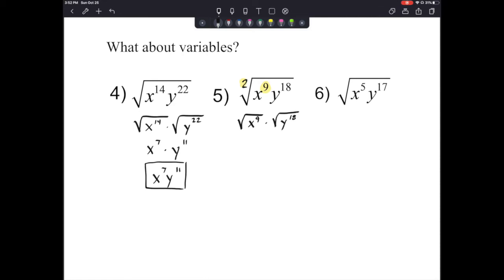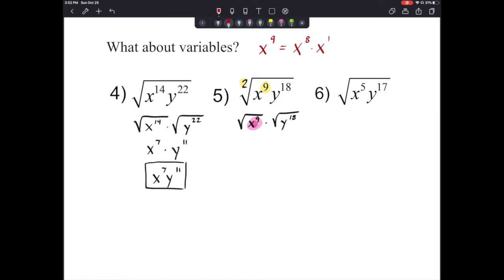We need to take x to the 9th, this value right here, and we need to find a way to figure out what its greatest perfect square factor is. So I want you to think about it here for a second. If we said that all even exponents are perfect squares, then x to the 9th could be rewritten as x to the 8th times x to the 1st.